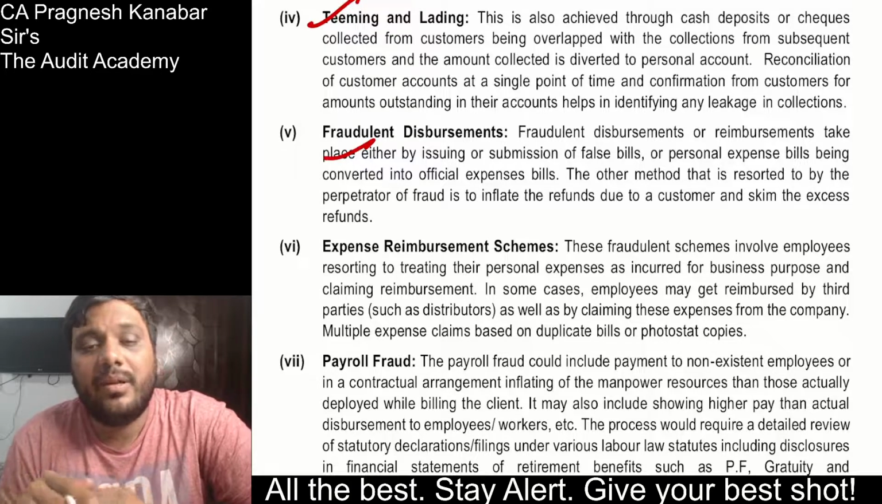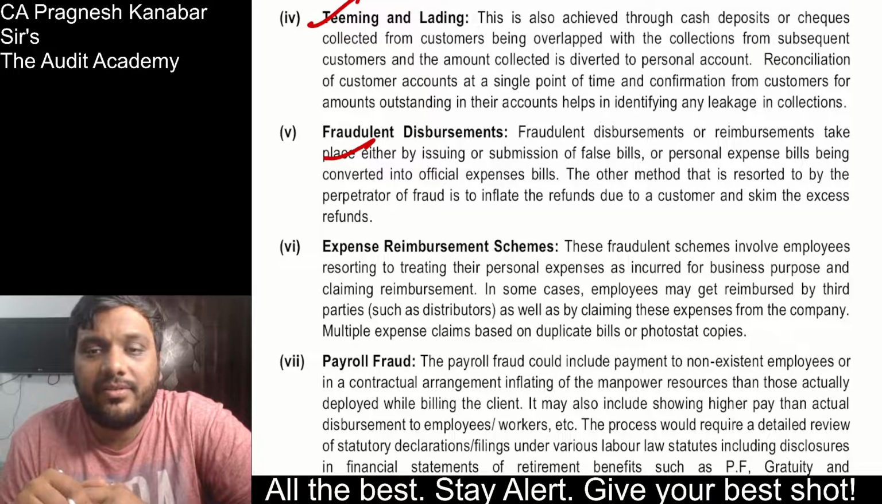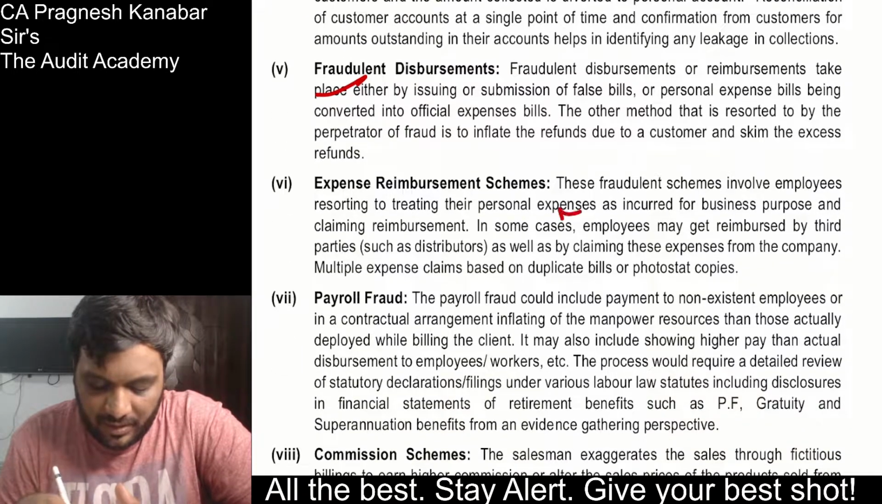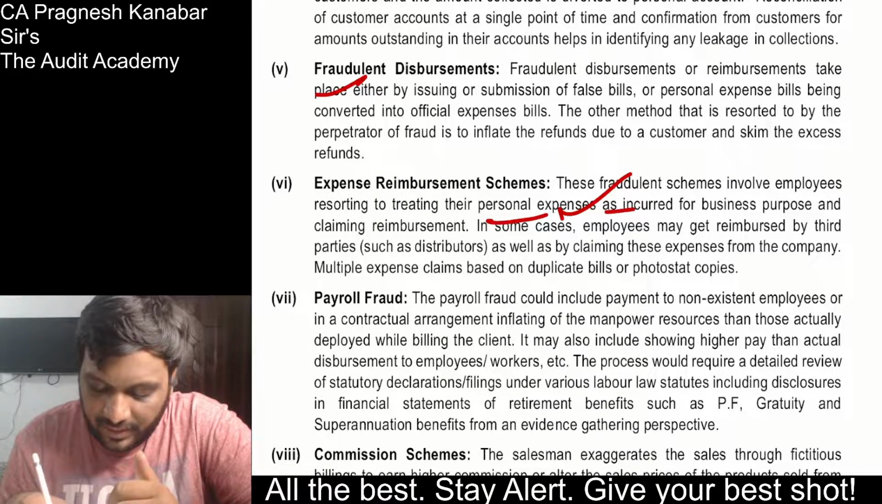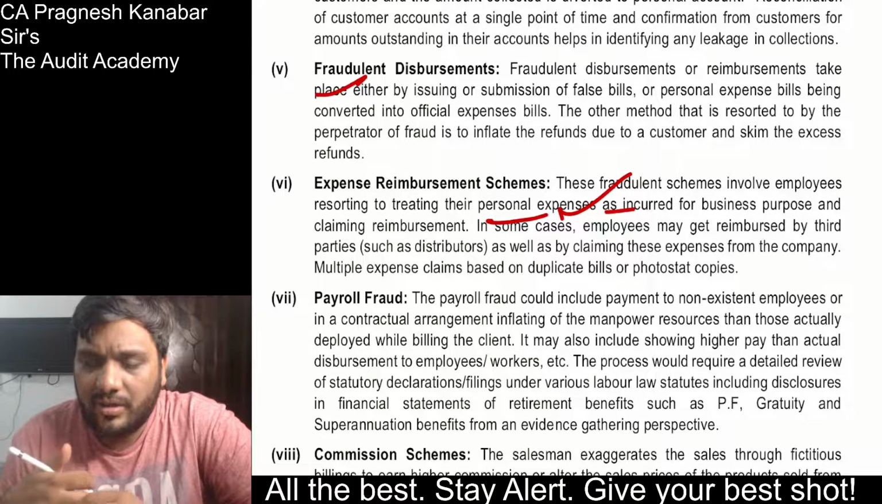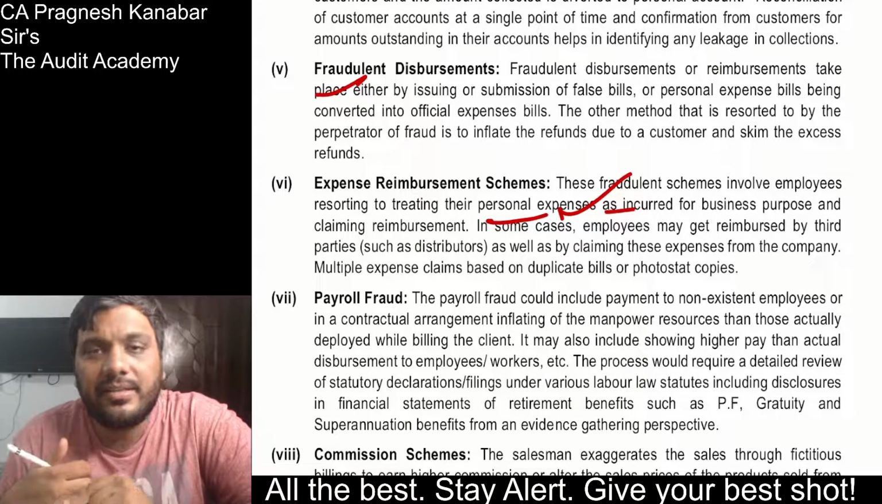Fraudulent disbursements, so getting payments done through fake bills and the like. All right. Expense reimbursement schemes, so employees treating their personal expenses as incurred for business purposes. You went out for a personal dinner, and you claim that bill against the company. All right.